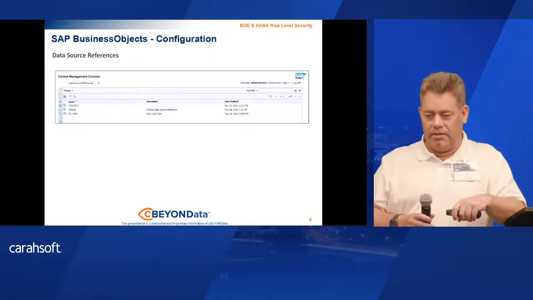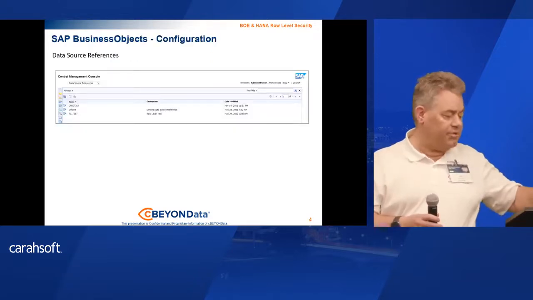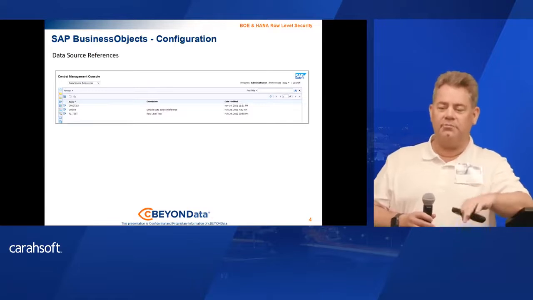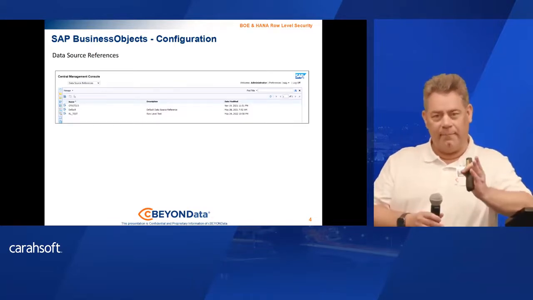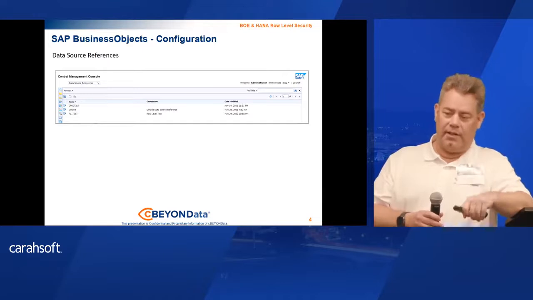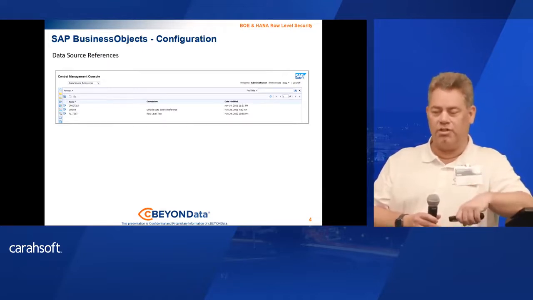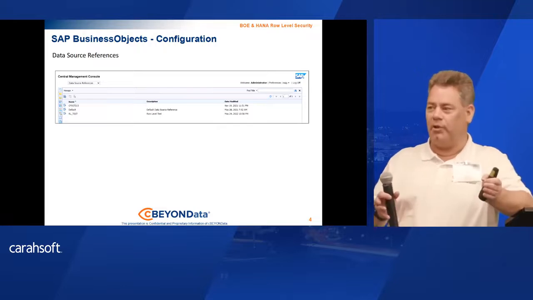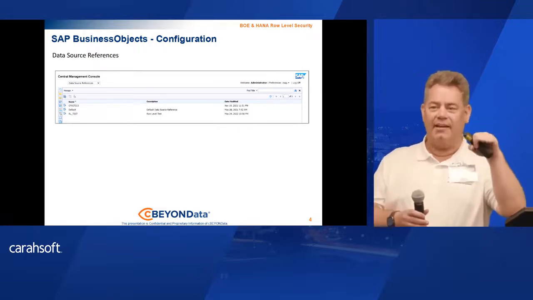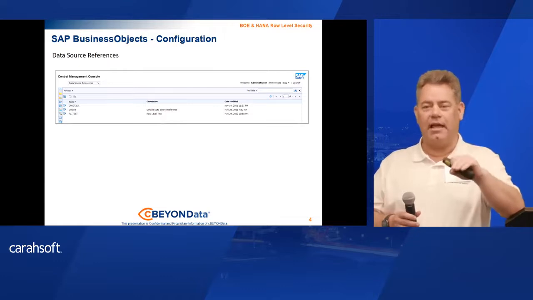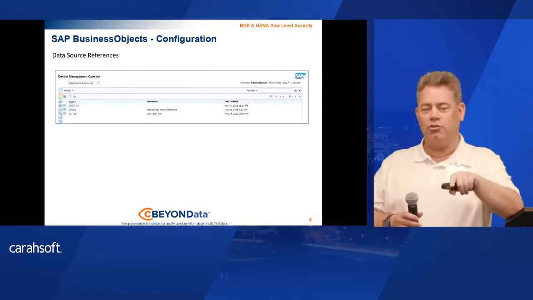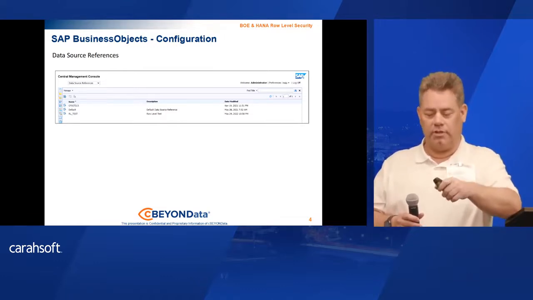So in Business Objects, in the CMC, if I remember correctly, it's in the middle column at the bottom of the list, there's something that says data source references. If you go in there, it doesn't look super impressive. You just add an item, that's about it. You're adding to this list. And what this allows you to do is it now shows up underneath the user.